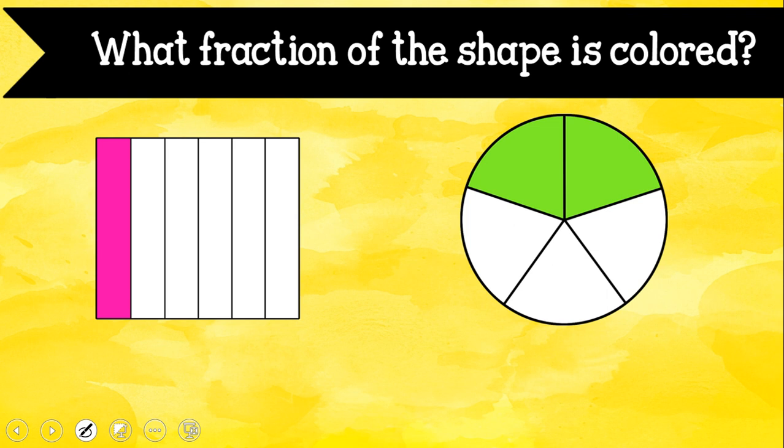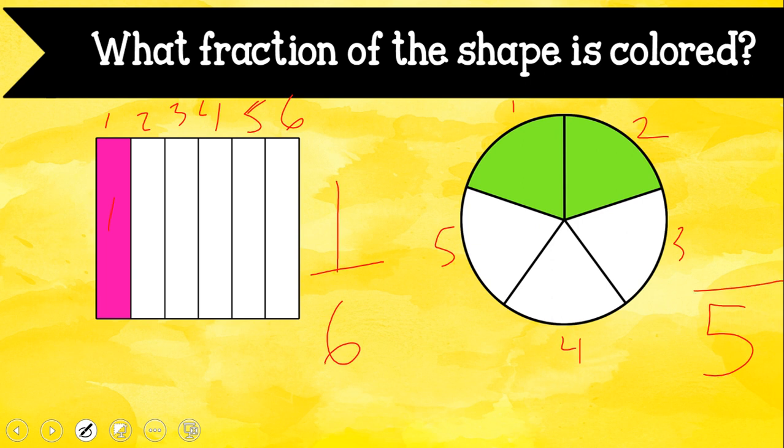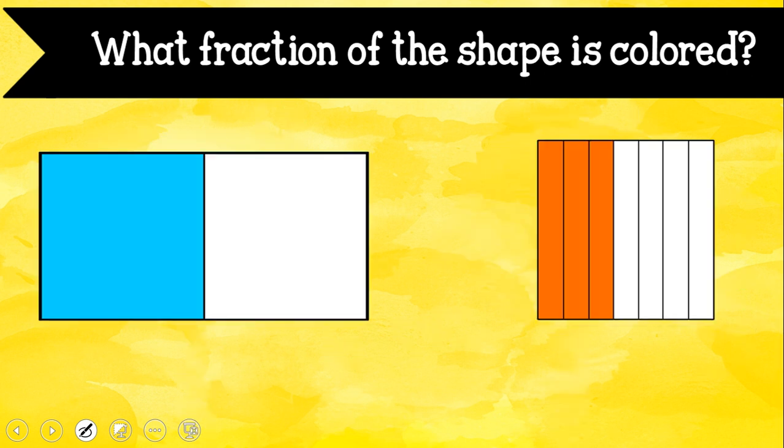So again, I'm going to count how many it has all together, the shapes. So 1, 2, 3, 4, 5, 6. So I'm going to put 6, and I can see that only 1 is colored, so I'm putting a 1 over 6. For the circle, I have 1, 2, 3, 4, 5. So I'm going to write 5, and I can see that 2 are colored, so I put 2 on the top, 5 on the bottom. So 1 over 6, 2 over 5.